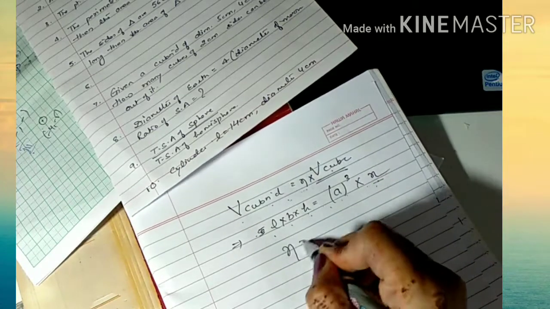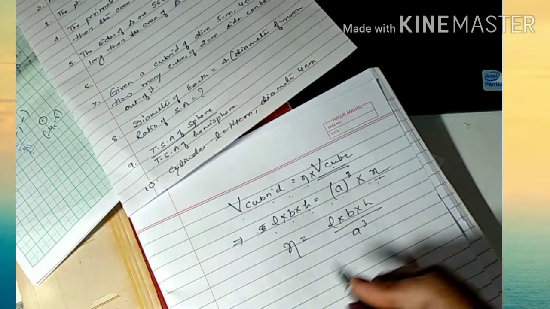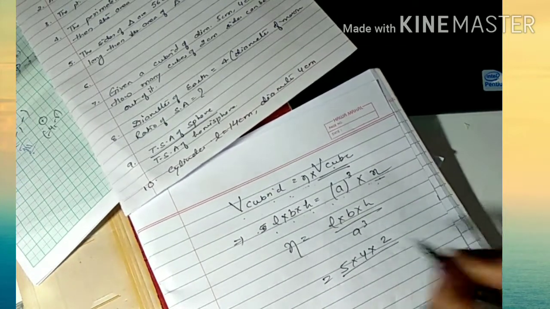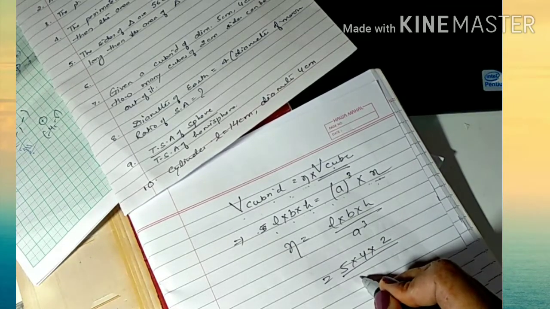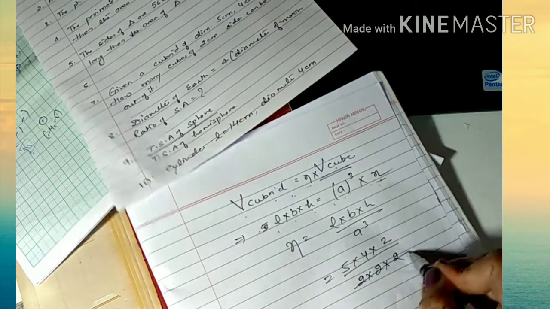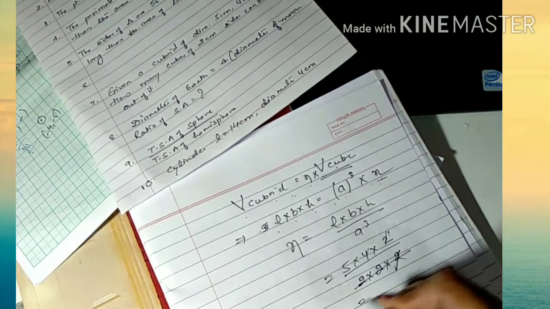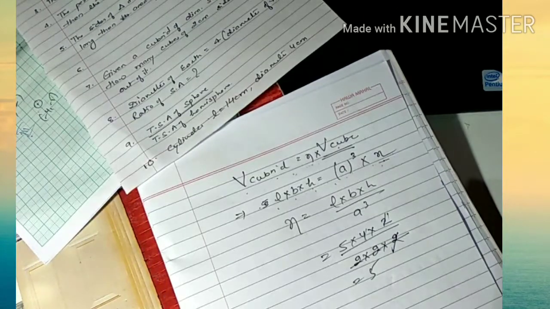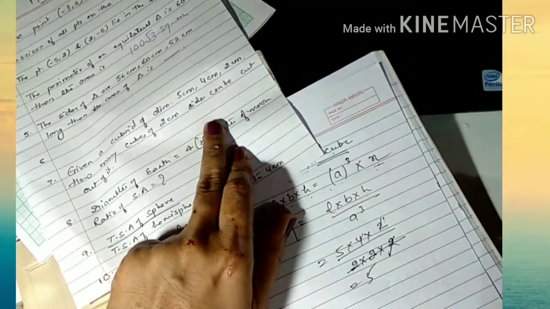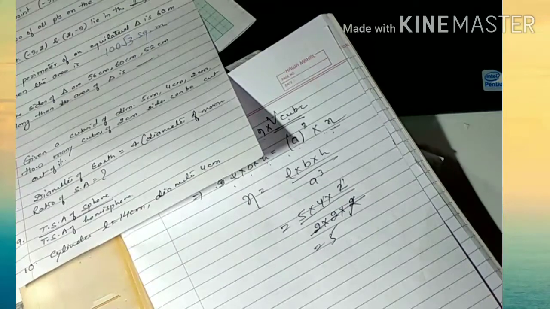To n kitna ho jayega? L into B into H upon a cube. Now what is L? 5 into 4 into 2. And what is a cube? It is 2 into 2 into 2. Clear? To ye kat gaya, 2 2 se 4. So what is the answer? 5. So how many cubes are there? 5 cubes are there. Clear?